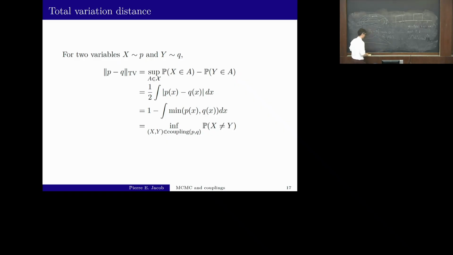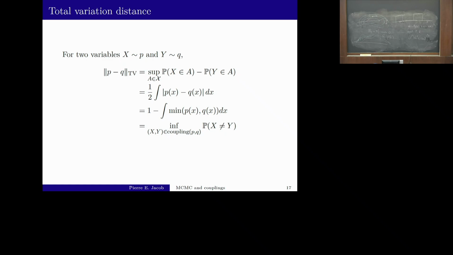If you have two densities, you can look at the difference between the two as the integral of the area in between. And if you divide that by 2, you have a quantity between 0 and 1. And that's exactly the same as the first definition. The first definition is much more general. You don't need densities.